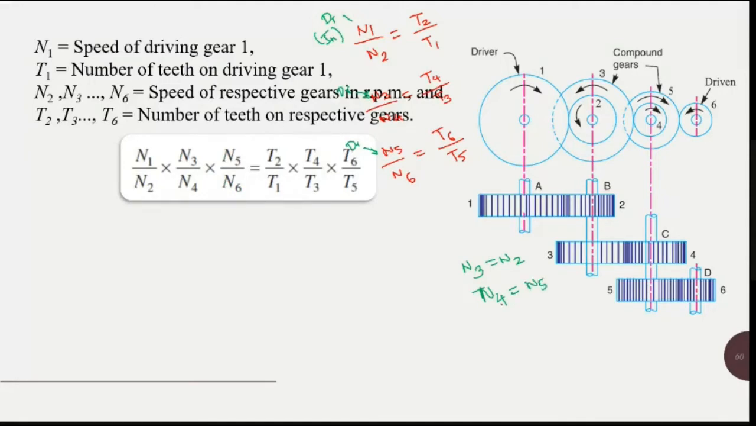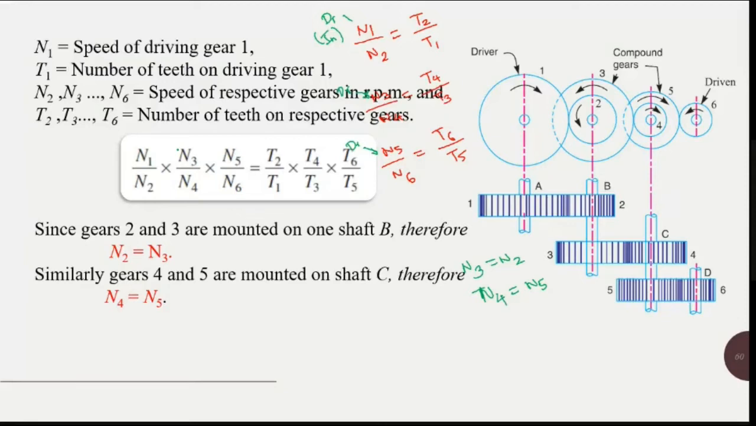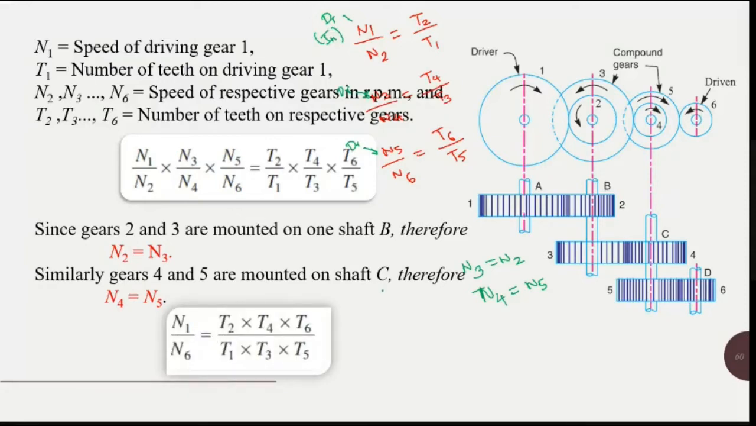Right? So in that case, N2 and N3 are equal. Which means this will become N2 and this will become N4, right? So I can cancel this when I equate it, and I will get something like this. N1 by N6 is equal to T2, T4, T6 divided by T1, T2, right?